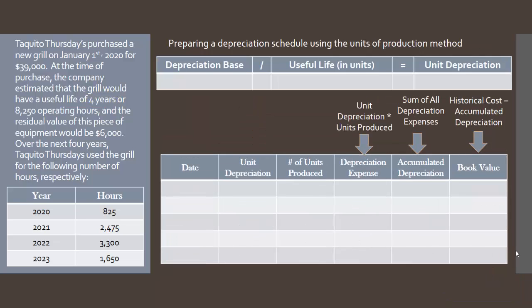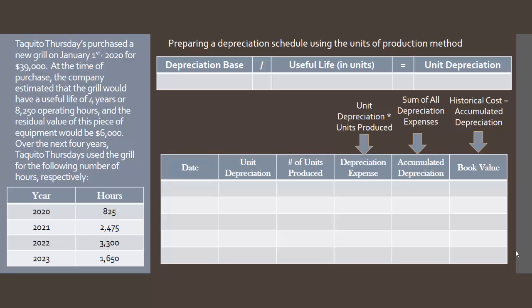The next method we have to make a depreciation table for is the units of production method. And unlike straight line, this doesn't account for time, it accounts for actual use. So we're going to start with our depreciation base. That's the same as we had before. It is our historical cost minus our residual value.